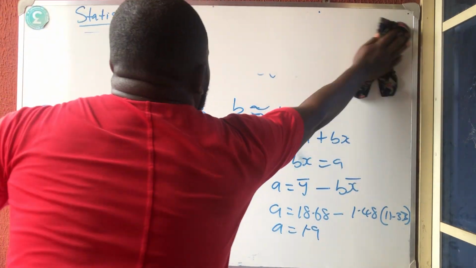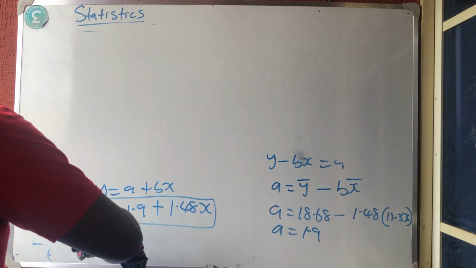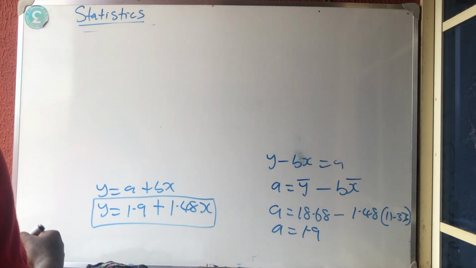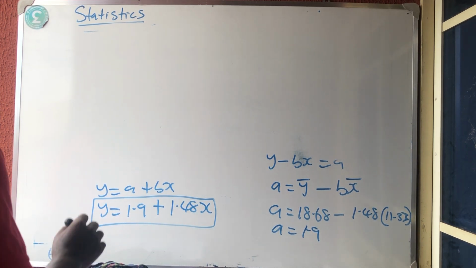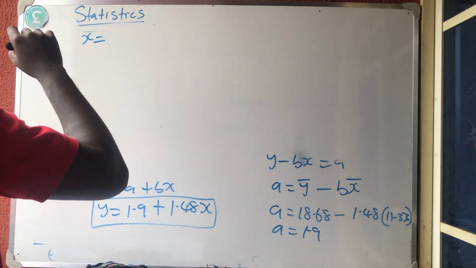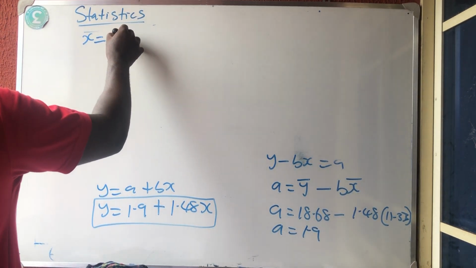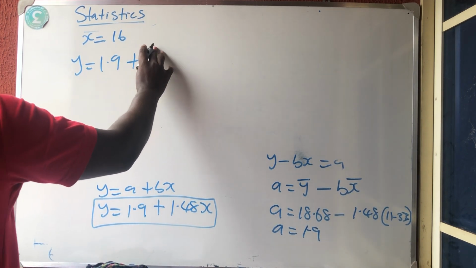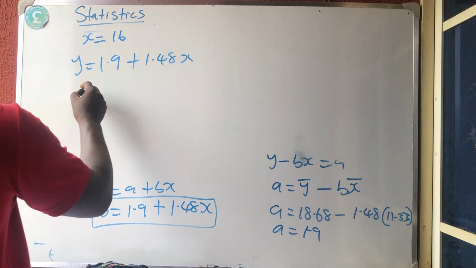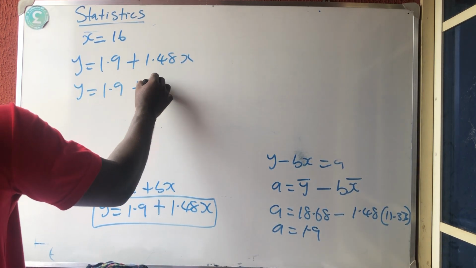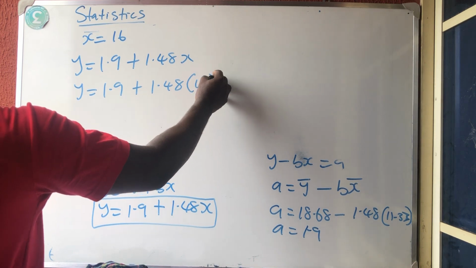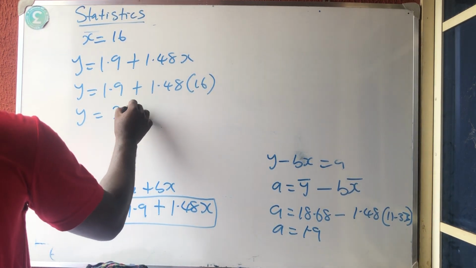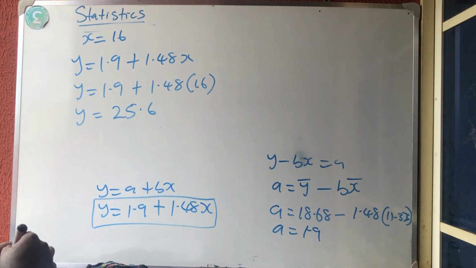So the next question they asked, they said, calculate the weight when the height is 16. And you know that they say that the height is for x and the weight is for y, so which means x is 16, and I have my formula now. Y is equal to 1.9 plus 1.48x. So y will now be what? 1.9 plus 1.48 bracket 16. So my y will now be 25.6, and that is that.